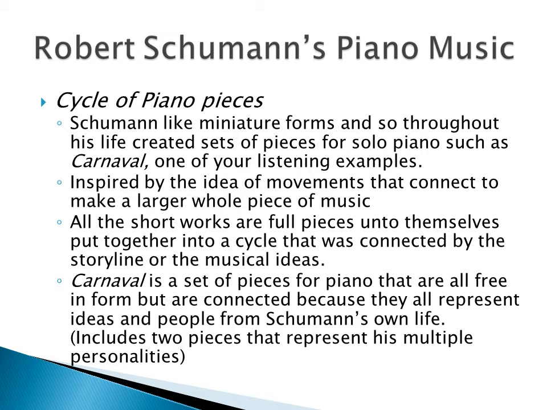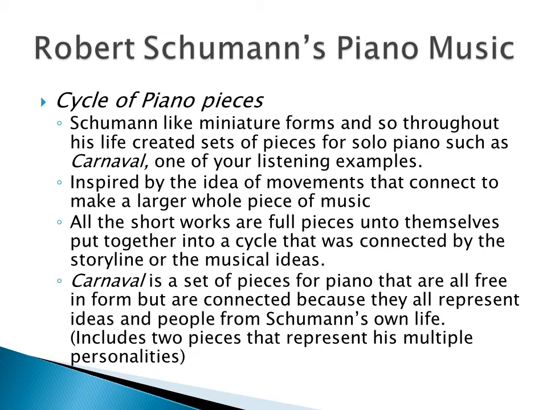In this case, with Carnival, he was trying to create a set of pieces that were all free in form, but they were connected because they represented ideas and people from Schumann's own life. This was his idea of a carnival, of a fun time when you see lots of people you know and are inspired by different moments with those people. Estrella was his first fiancée that he broke it off with, and the reunion movement was about the moment when he would see an old friend he hadn't seen for 30 years and how his heart would jump for joy, and that moment of silence when they would embrace, knowing each other still as friends after 30 years.